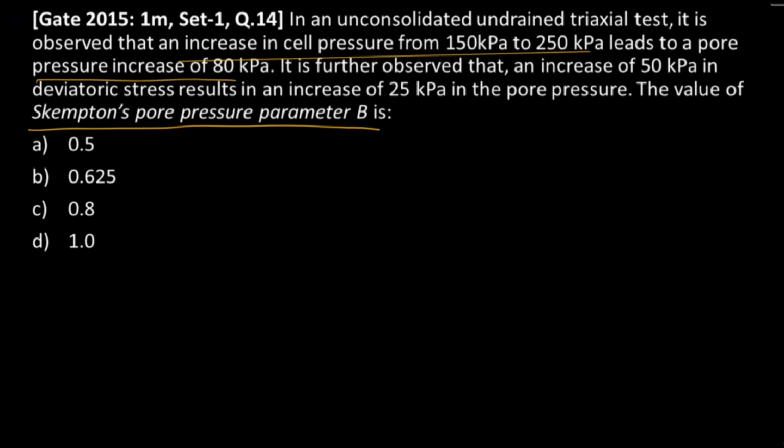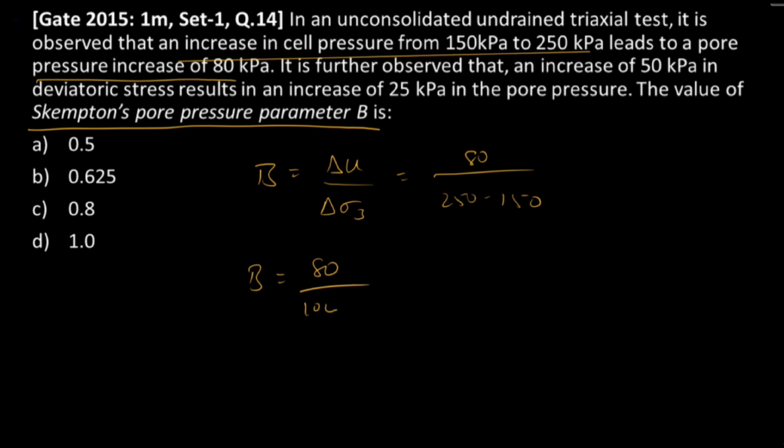The equation of Skempton's pore pressure parameter B is equal to the increase in pore pressure divided by the increase in cell pressure. Cell pressure has been increased from 150 to 250 kilopascal, so 250 minus 150 is 100. The increase in pore pressure is equal to 80. So B is equal to 80 by 100, which is nothing but 0.8. So option C is the right answer.